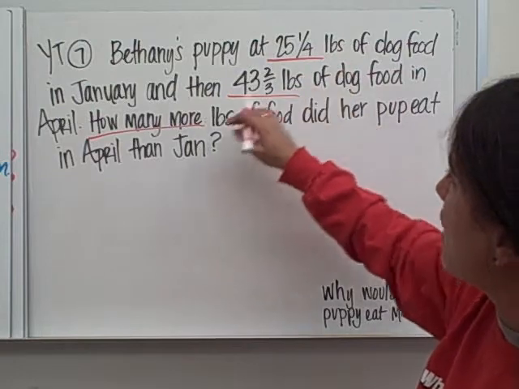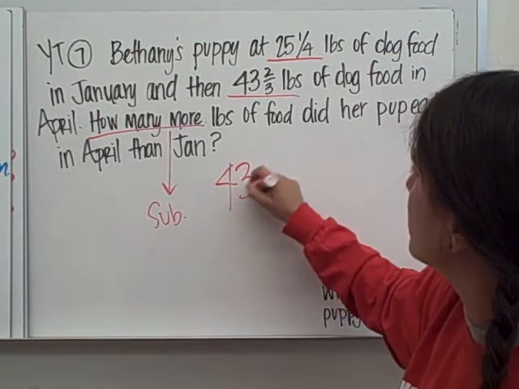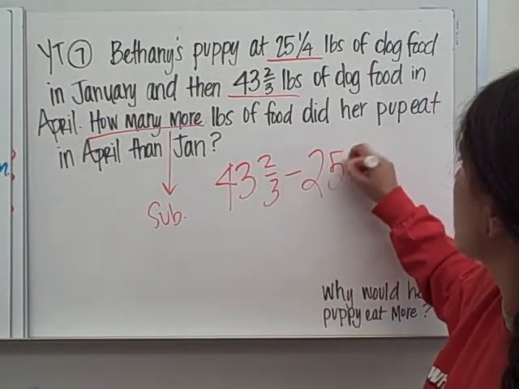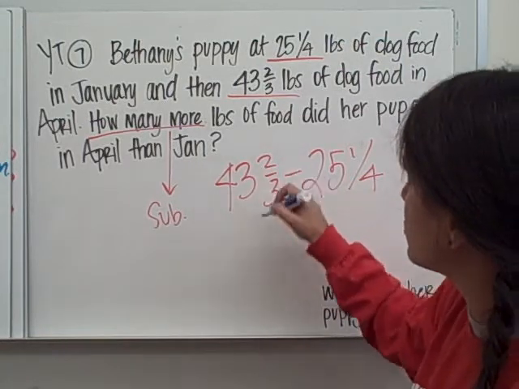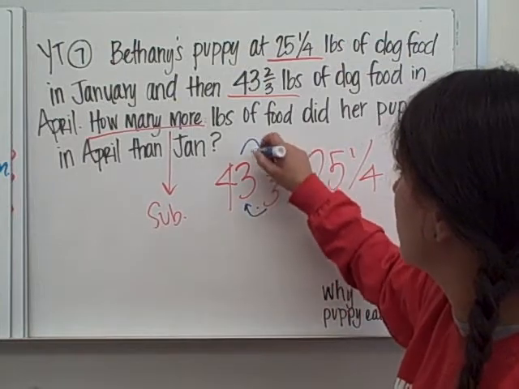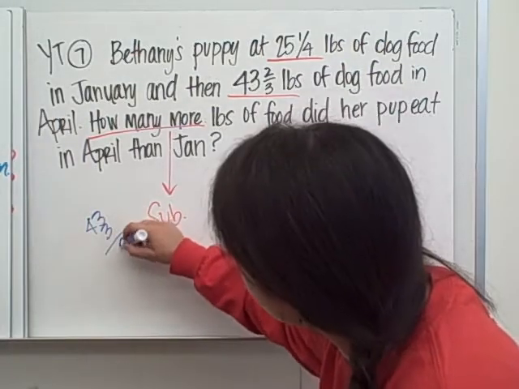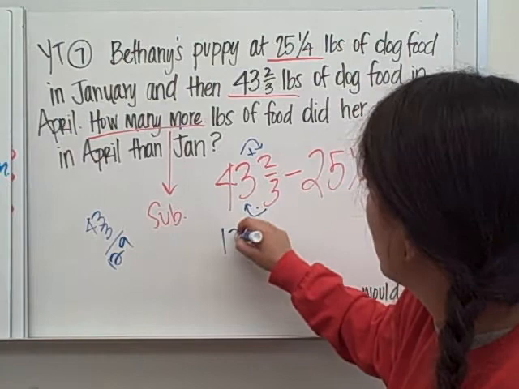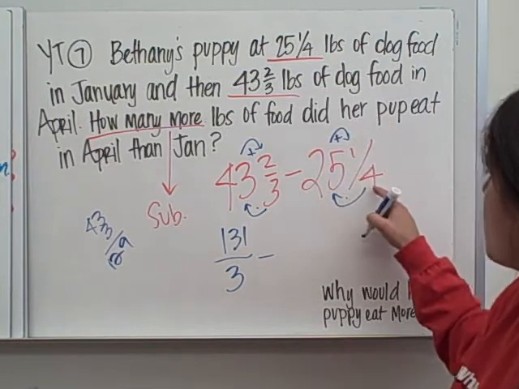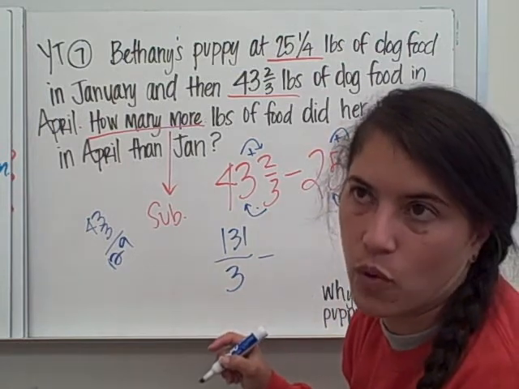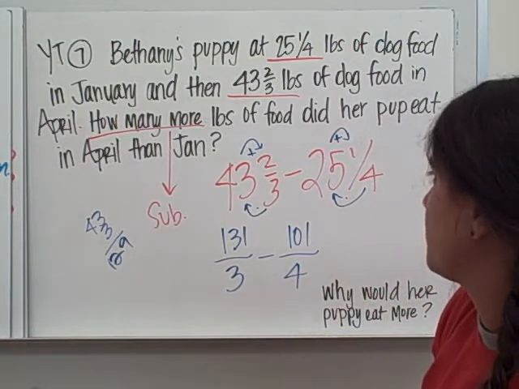All right, so how many more means we're going to subtract 43 2/3 minus 25 1/4. We have to convert them from mixed numbers to improper. So 43 times 3, 3 times 3 is 9, 129 plus 2, 131 over 3. 25 times 4, well that's easy. 25 times 4 is 100, plus 1 is 101 over 4.